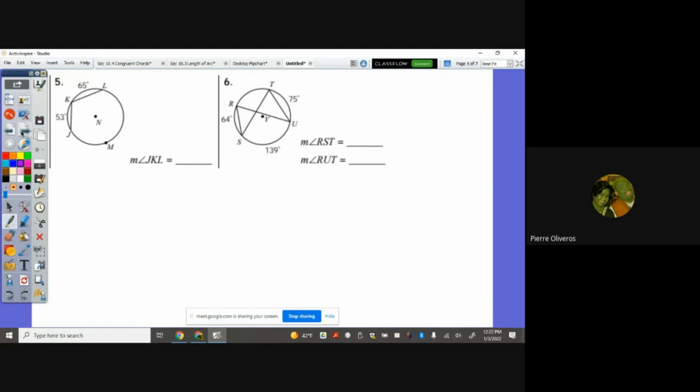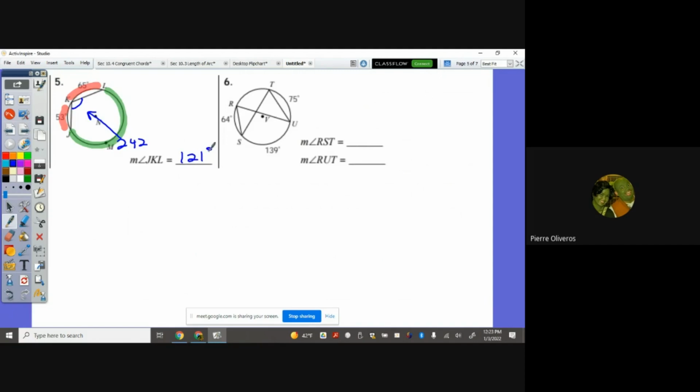Number 5, okay, so I'm looking for JKL, this angle here. But since I do not know this intercepted arc, but I know that this is 53 and 65, I know then that 360 minus the sum of 53 and 65 will give me 242 here. If that's 242, now I can cut it into half. 242 divided by 2 is 121 degrees.